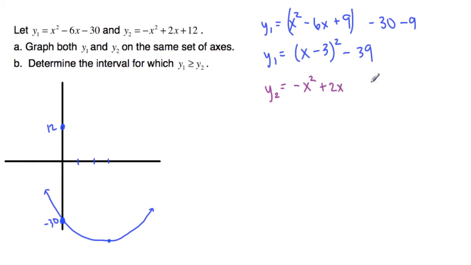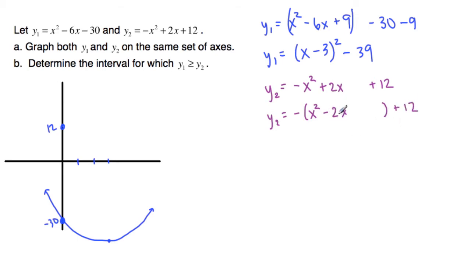The second function, I'll do it in purple. y2 is equal to -x squared plus 2x plus 12, and I'll move the 12 over. What I'm going to do first is factor out a negative. So -x squared minus 2x, factor out the negative from the 2, and then I'm not going to factor it out of the 12, I'm going to leave the 12 out there.